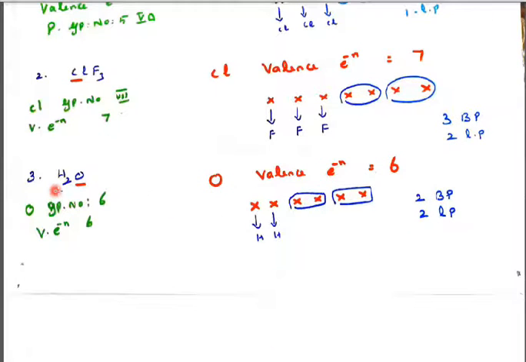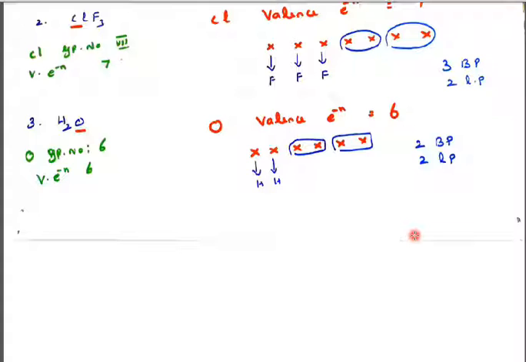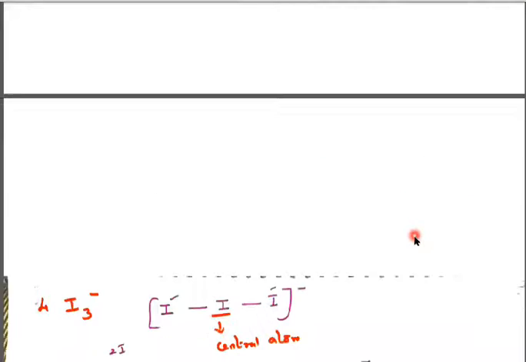Then next comes water, H2O, oxygen. Oxygen group number is 6. The valence electron is 6 because it belongs to the 6A group. So here oxygen valence electrons: 1, 2, 3, 4, 5, 6 electrons. Hydrogen is combined by 2. The combining power of hydrogen is only 1, 1 and 2. So 2 bond pairs and 2 lone pairs. So it has 2 bond pairs and 2 lone pairs present in water.